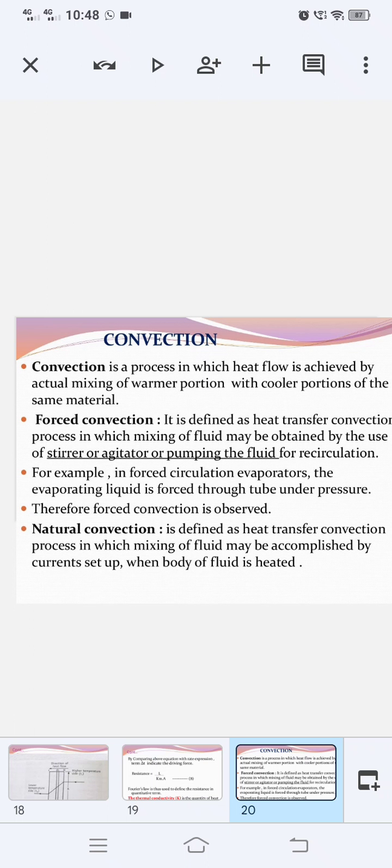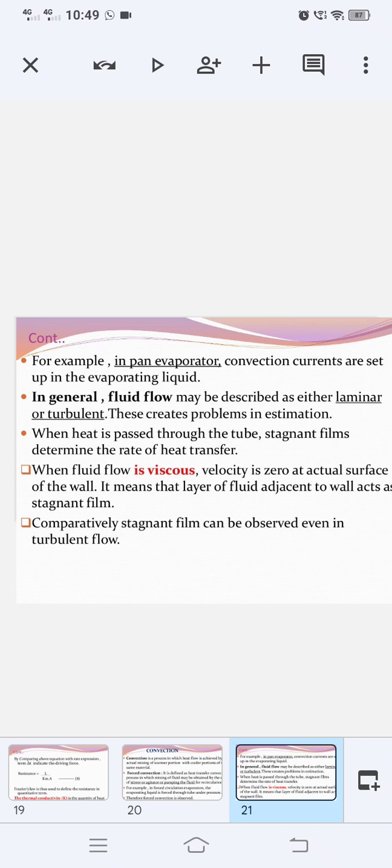Second is natural convection. In natural convection, heat transfer takes place by mixing of the fluid by the currents set up when the bulk fluid is heated. For example, in a pan evaporator, convection currents are set up in the evaporating liquid. Remember one thing: when you are dealing with fluids, the flow of the fluid always creates some variations in the estimation.